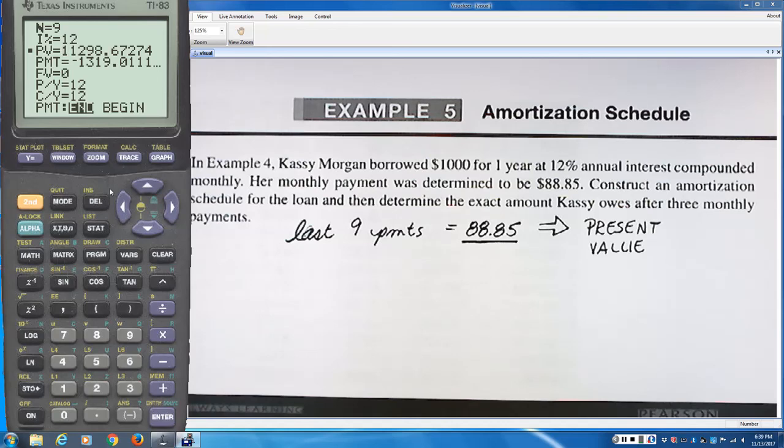And somehow that was not what it was supposed to be. But, oh, I didn't change the payment amount.